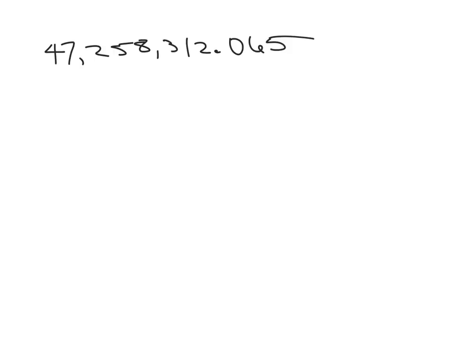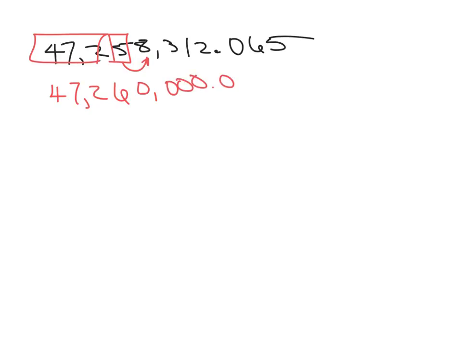47,258,312.065. What we're interested in is rounding to the nearest 10,000, so we're going to go to the 10,000 and put a box around it. Then we're going to look at the number to the right. Is that 5 or bigger? Yes. So we're going to write 47,2. Everything to the left stays the same, always, no matter if you round up or down. We change the 5 to a 6, and we put zeros everywhere else. So when we round, nothing to the left ever changes, everything to the right changes to zeros, and all we're doing is changing that digit to one number greater, or not changing it at all.